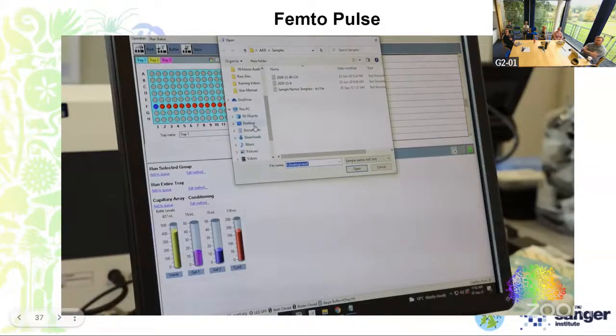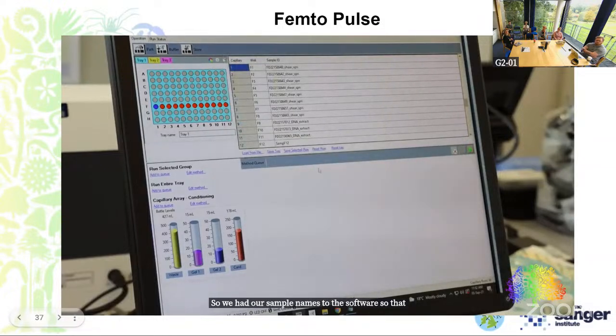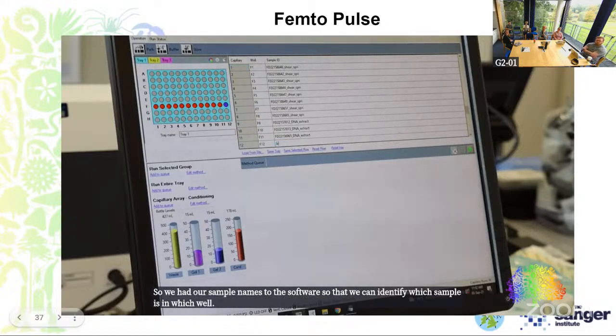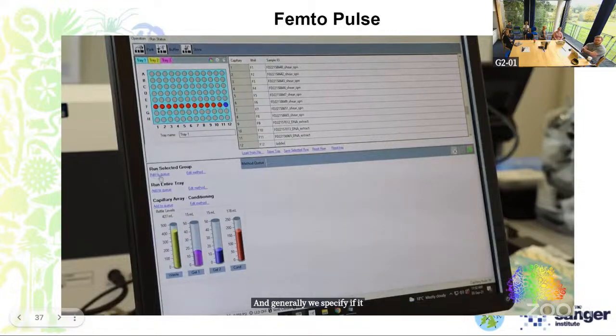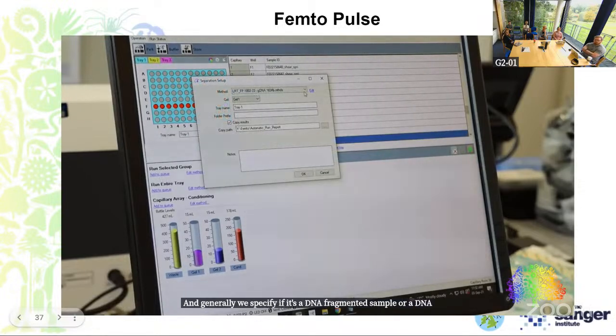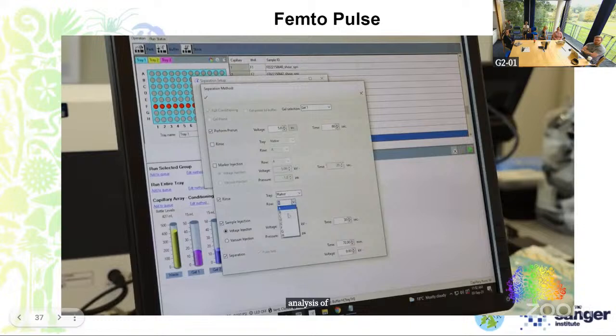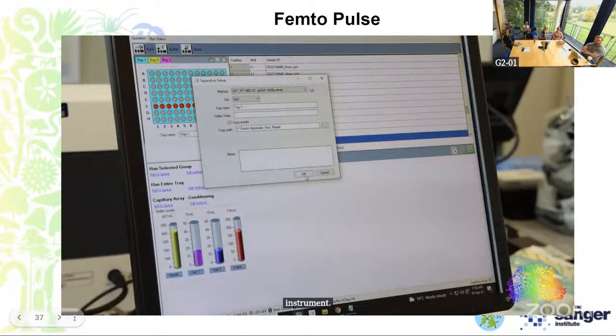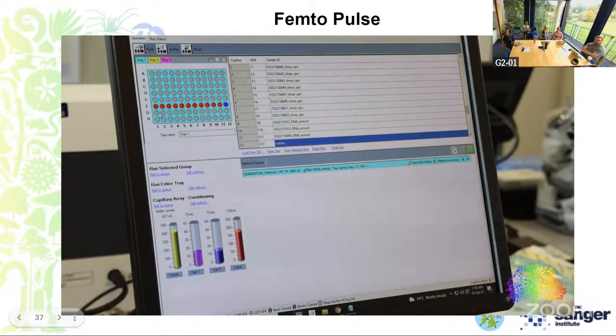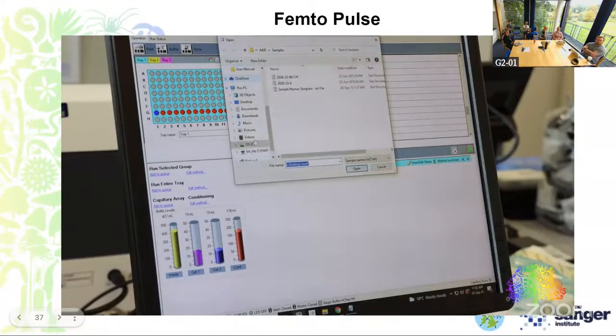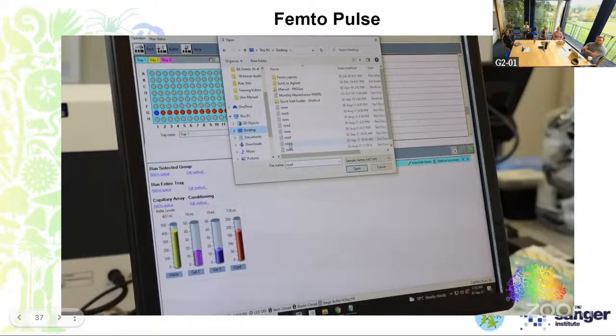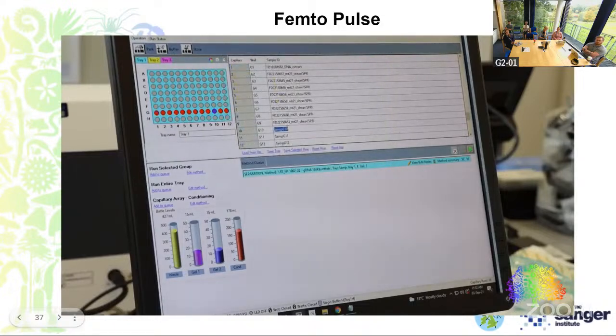So we add our sample names to the software so that we can identify which sample is in which well. And generally we specify if it's a DNA fragmented sample or a DNA extraction. It helps us with our downstream analysis of the results from this instrument. And then we generally specify if a sample is a blank sample.